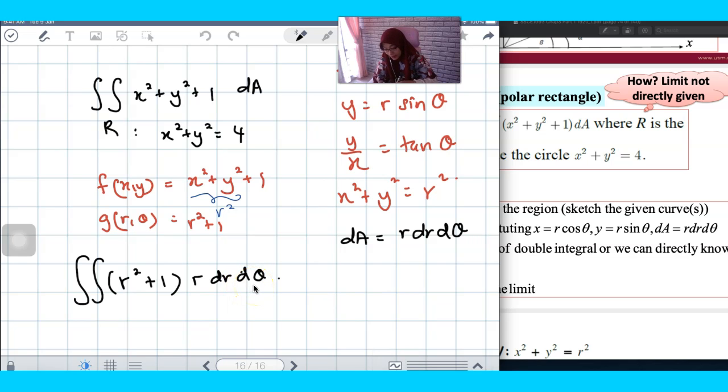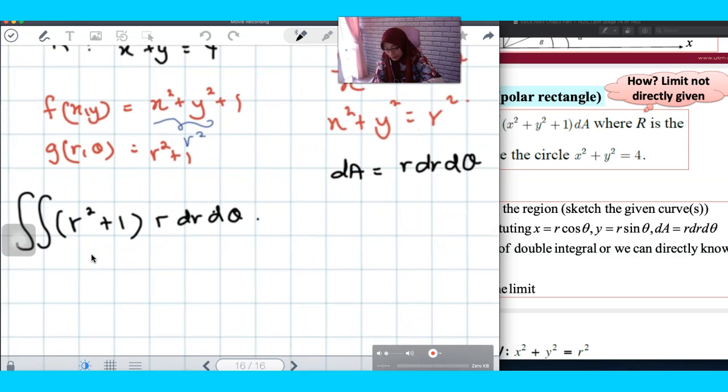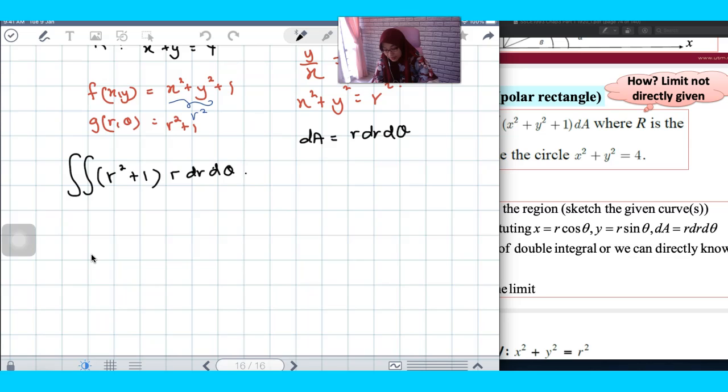Okay, so now they are all in r and theta, not x and y. So now it's time for us to determine the limit, because as I mentioned before, the order of integration for the common one is r dr d theta. So now we want to look at the limit. To get the limit, just like Cartesian, you have to sketch the graph.